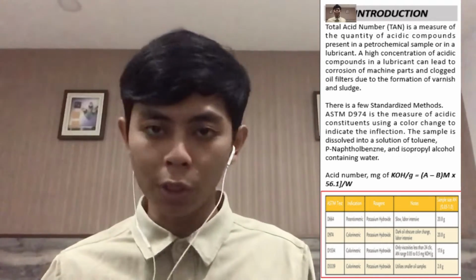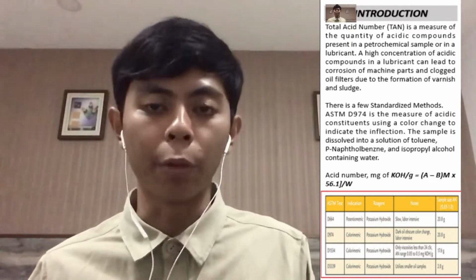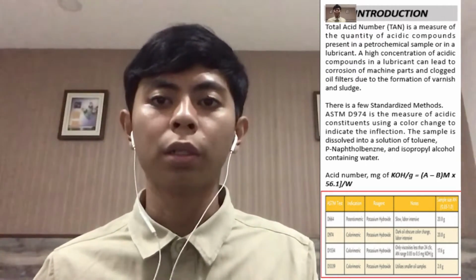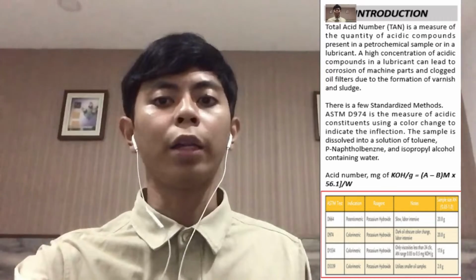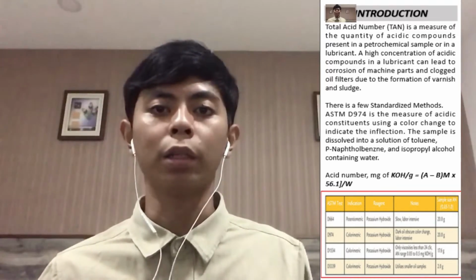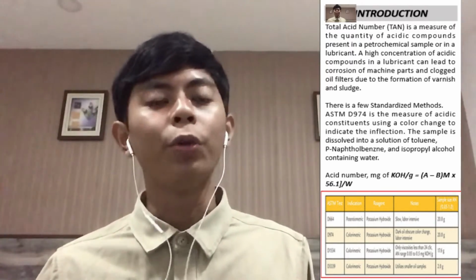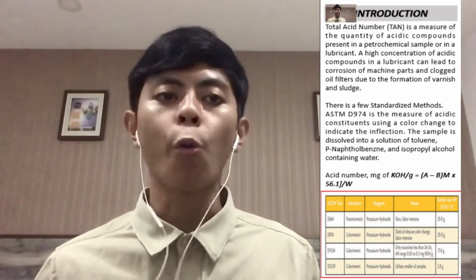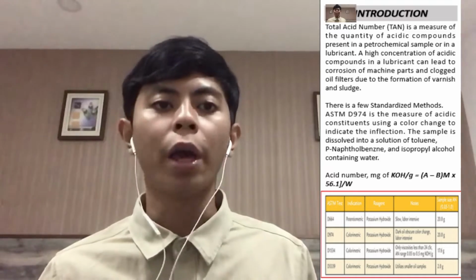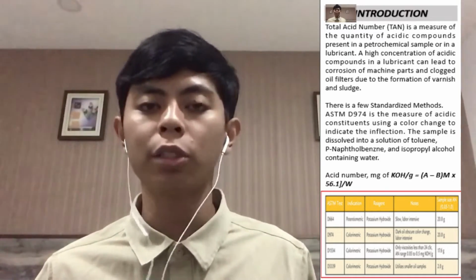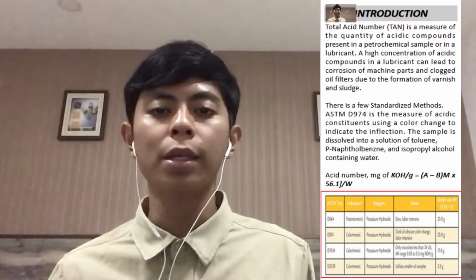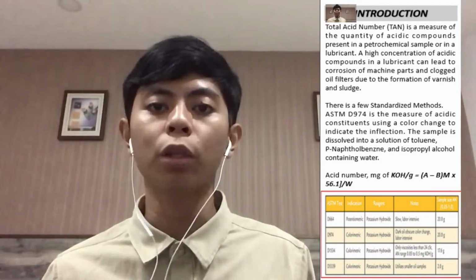There are a few standardized methods, or ASTM, that can be used to determine the total acid number, which are D664, ASTM D974, ASTM D1534, and the last one, D3339. But in this experiment we use the ASTM D974 as our method to find the total acid number.